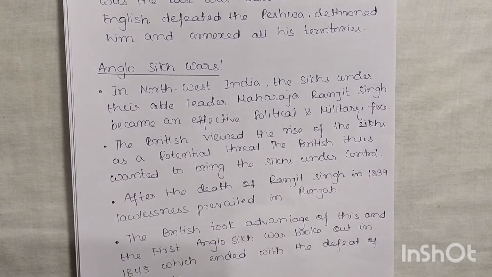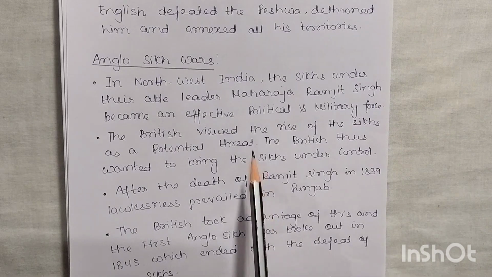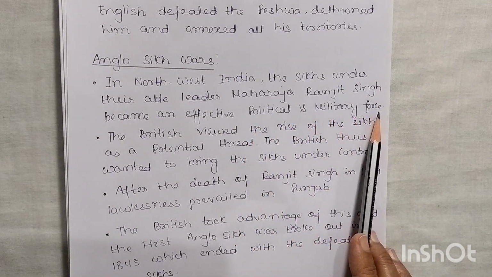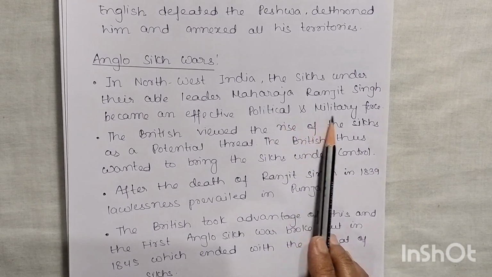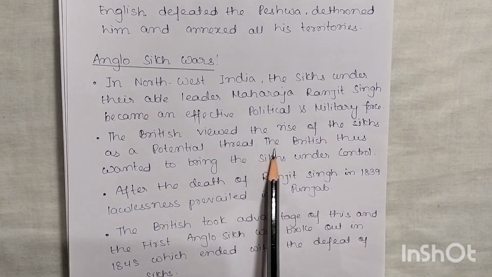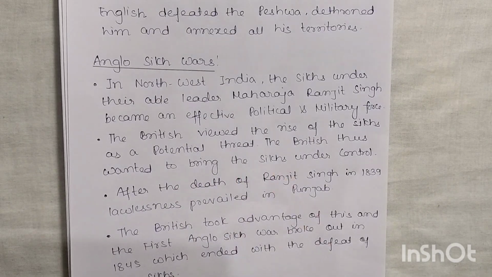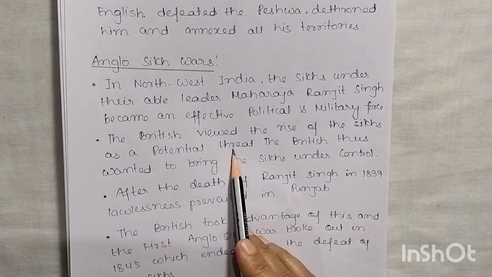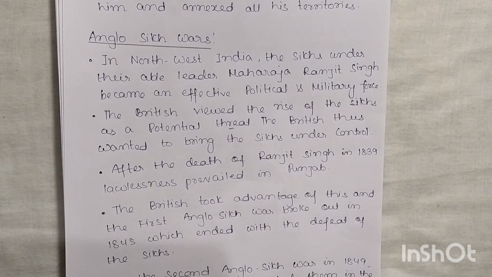Now the Anglo-Sikh War. In northwest India, the Sikhs under their able leader Maharaja Ranjit Singh became an effective political and military force. This one also was a very strong ruler, Maharaja Ranjit Singh, who had a very good political system and a military force. The British viewed the rise of the Sikhs as a potential threat. Now the British understood that if the Sikhs keep rising like this, it will be a great threat for us, a danger for us. The Britishers thus wanted to bring the Sikhs under control.